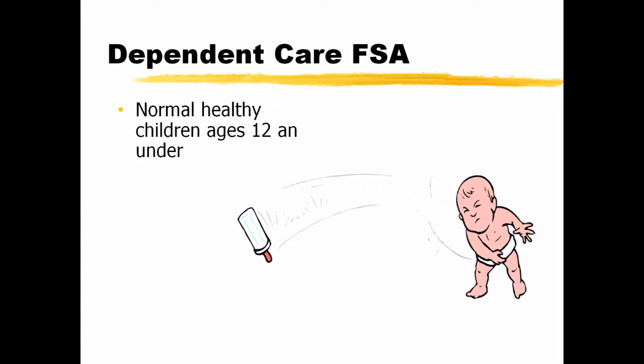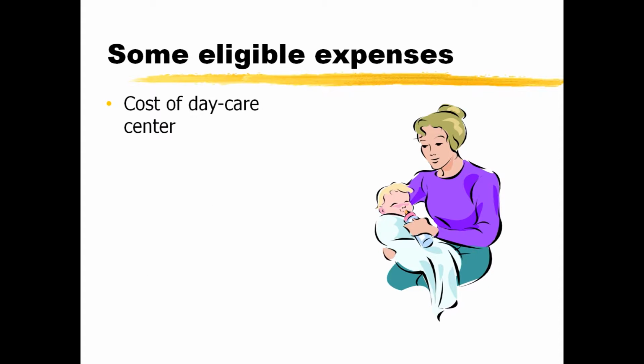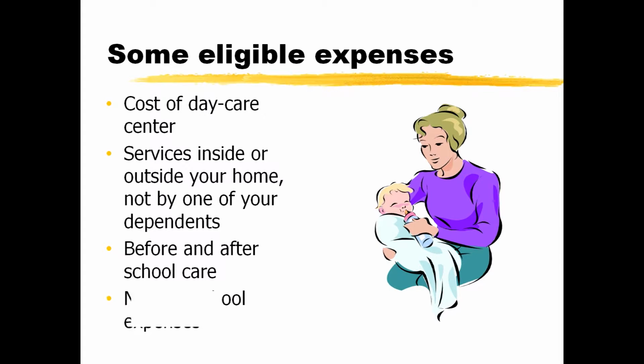It allows you to run through the expenses for daycare for normal, healthy children ages 12 and under, special needs above age 12, could be for a spouse, and could be for an elderly member of your family. The expenses it's used for is the cost of a daycare center, services inside or outside your home, before or after school care, and nursery school expenses.